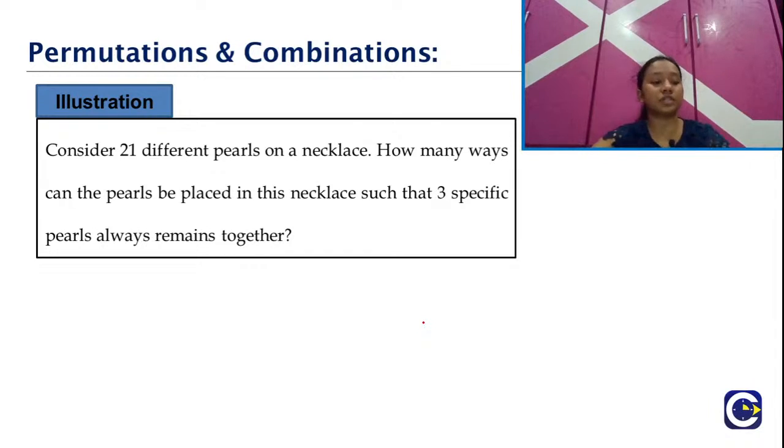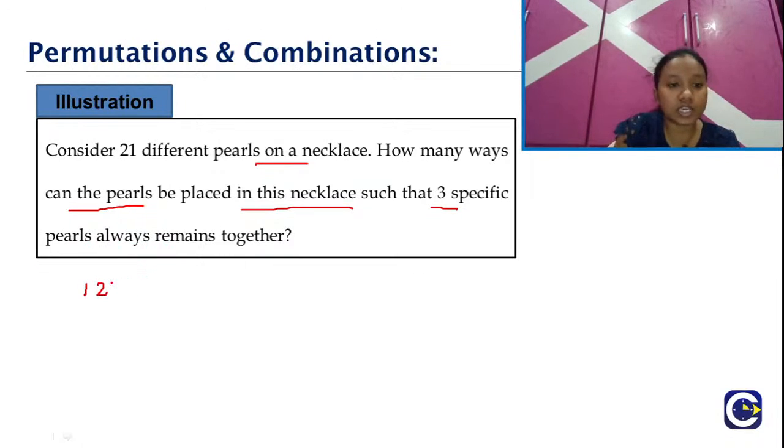So let's read the question here. Consider 21 different pearls on a necklace. How many ways can the pearls be placed in this necklace such that 3 pearls always remain together? So we'll just keep these 3 pearls together. If we take these 3 pearls, how many will be remaining here?